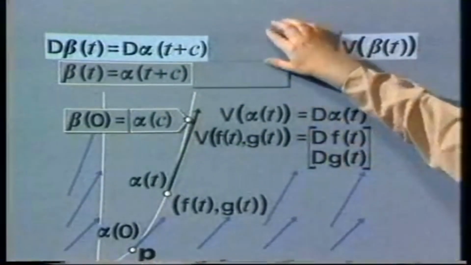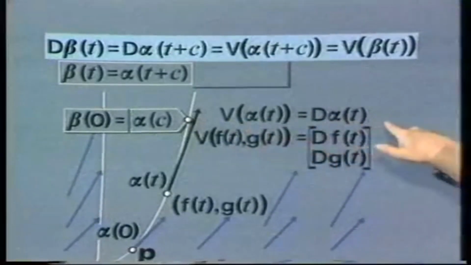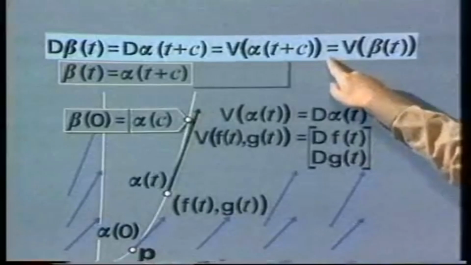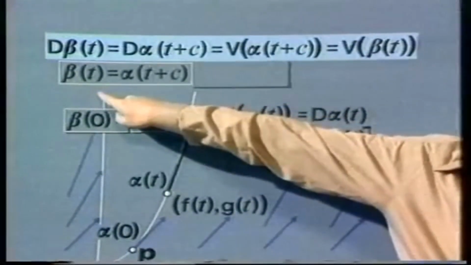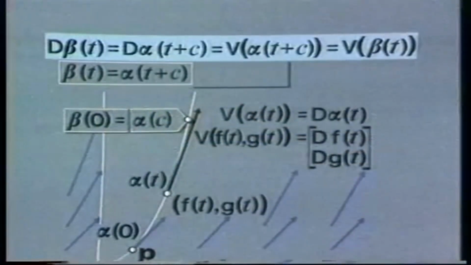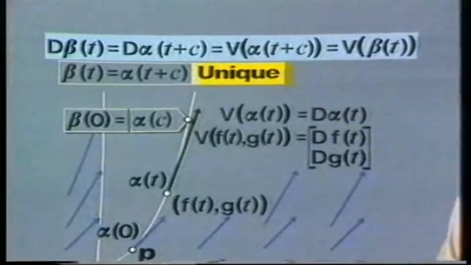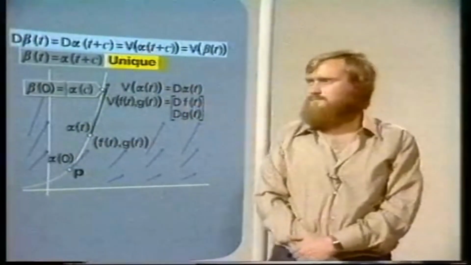And we know that that's equal to v at alpha of t plus c because this equality holds for all values of t. And finally, this last equality here holds because alpha of t plus c is equal to beta of t. So beta is a flow function, and by the uniqueness part of our theorem, it's the only flow function starting at alpha of c. And this is the last result we'll need for our study of e to the power t.